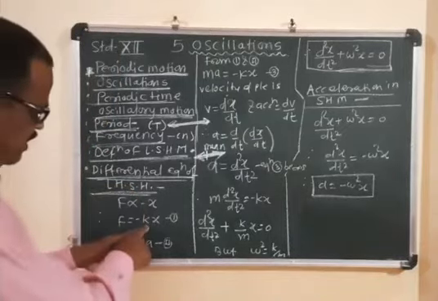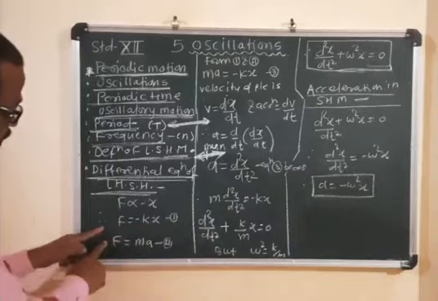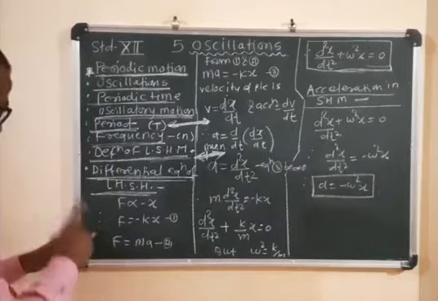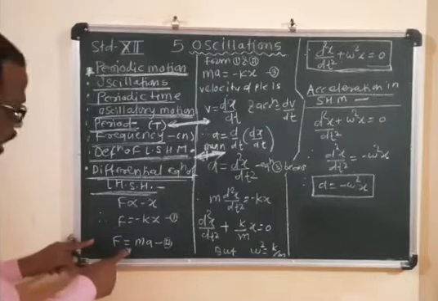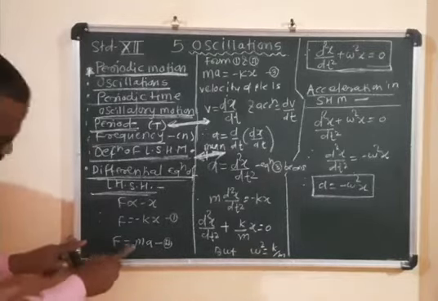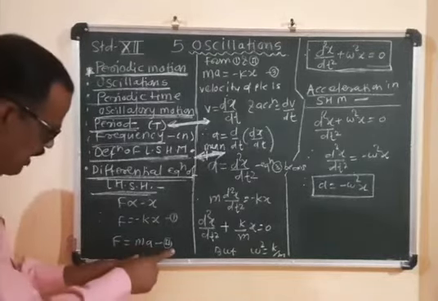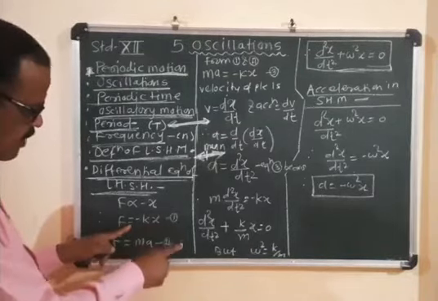This is the spring constant, and it is also called the oscillatory constant. Therefore, from Newton's second law of motion, F is equal to ma, equation number 2. F is equal to minus kx, equation number 1.